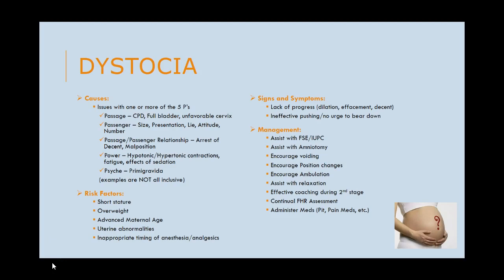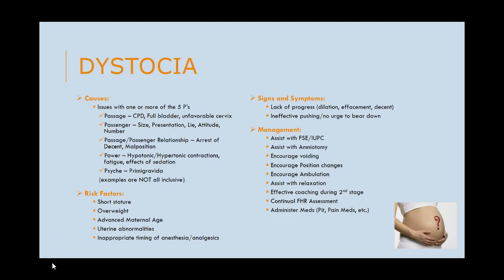And then power. What is included in power? Well, we know power includes both contractions and pushing effort from the mom. So anything that can affect those two things can cause dystocia. Hypotonic or hypertonic contractions. So contractions that are not effective enough to dilate and efface the cervix are hypotonic. They're not strong enough. And then hypertonic contractions are too strong and might cause other problems.